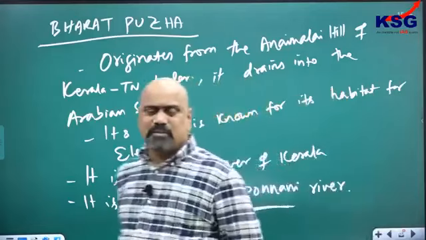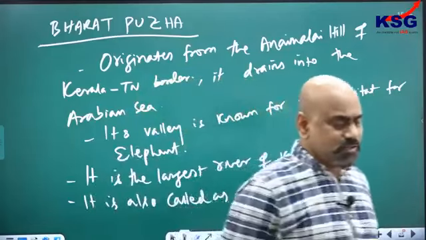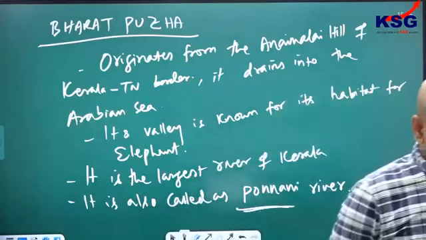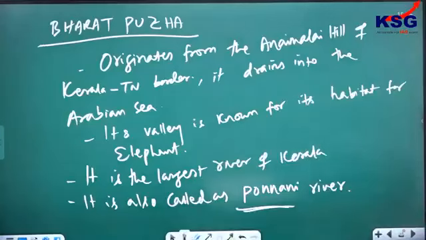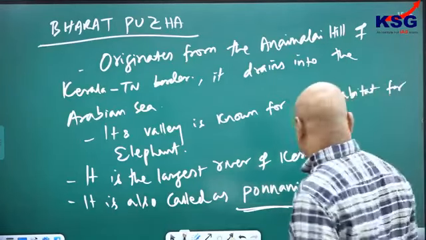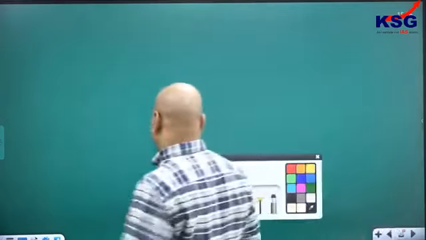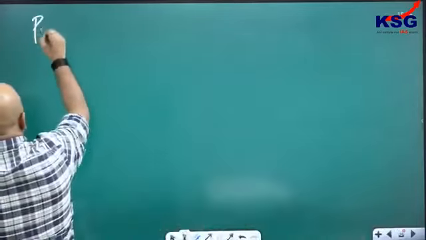Ponani is a place, in fact, where its mouth drains into the Arabian Sea. It finally drains into the Ponani. Okay, got it. Now we'll go for Periyar river.